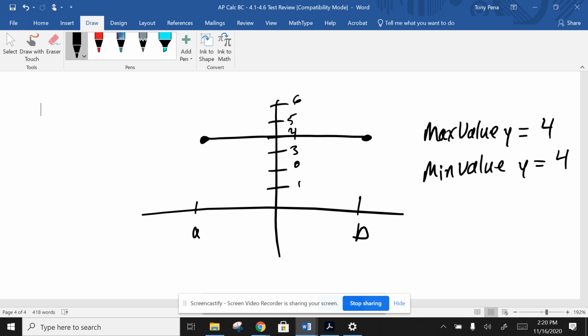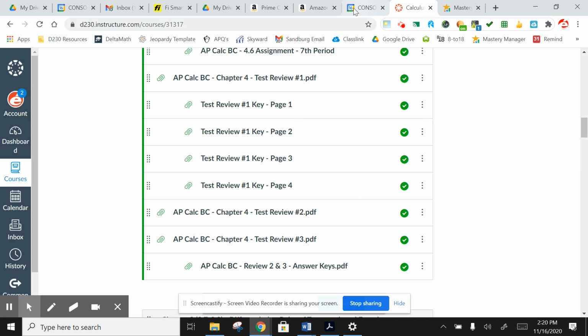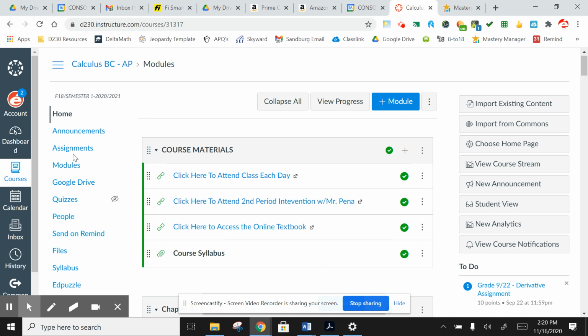All right. Mr. Pena, on the quiz, is the reason I lost points because I left it as a fraction? I don't know. Let me look. I'm pretty sure I'd have to divide it. Let's see.